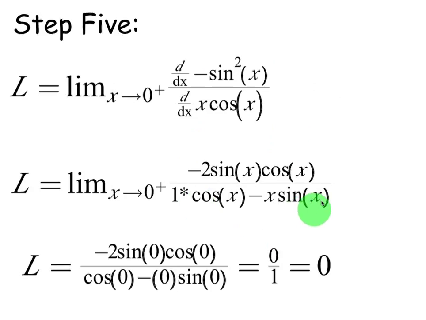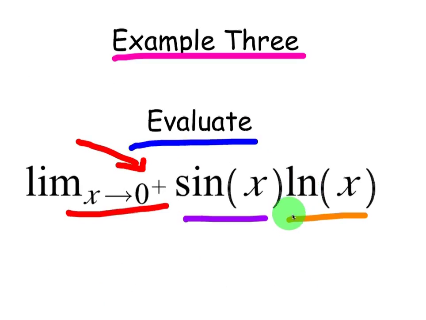But now we can plug in 0 again, see what happens. Sine of 0 is 0, so the whole top's going to become 0. On the bottom, we get cosine of 0, which is 1. Minus 0 times 0, which is 0, so we get 0 over 1, which is 0. So we've just proven, this is a more advanced problem for L'Hopital's rule, we have just proven that the limit as x approaches 0 from the right of this function is indeed 0. We had to do some simplification, but we ultimately got to the right answer.